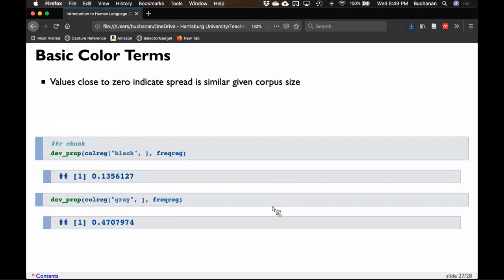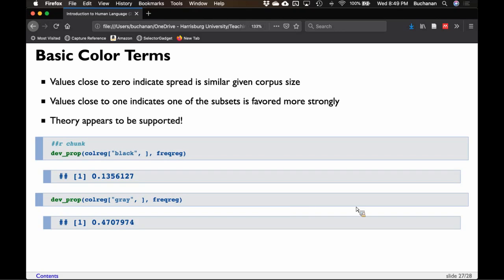And remember, the variance is the spread around the middle. And so scores close to zero indicate that the frequencies are relatively equal given corpus size. There's no real variance between them. Values closer to one, because this is a bounded statistic, indicate that there is a big spread in the data, that one of the categories is more strongly favored than the other, so the data is kind of shifted to one or another. Okay. And the theory appears to be supported.